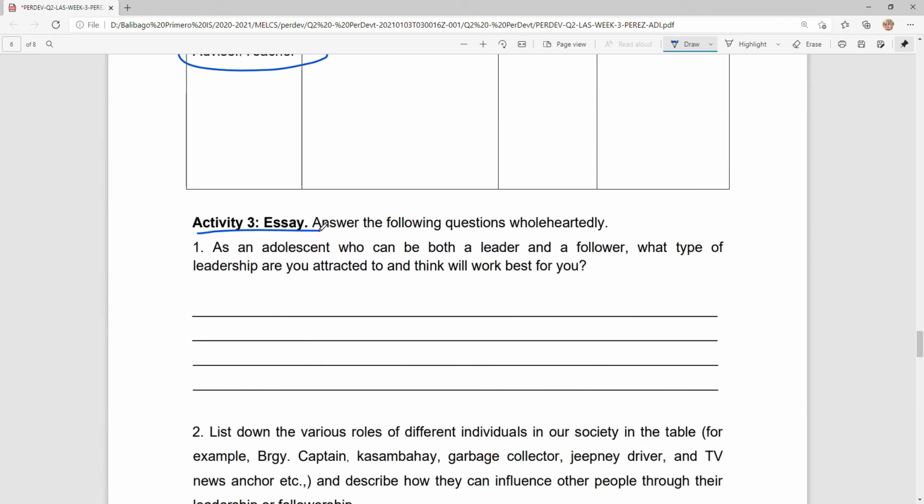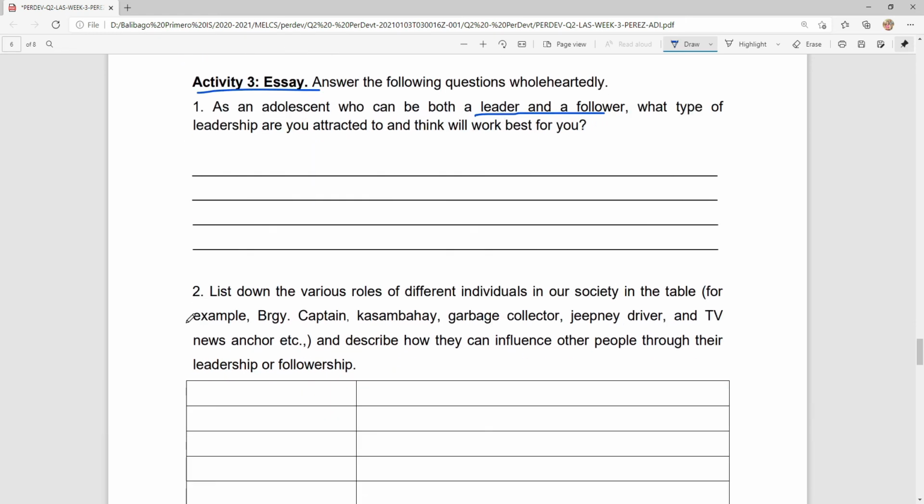Activity 3. So this is an essay. Answer the following questions wholeheartedly. Number 1. As an adolescent, who can be both a leader and a follower? What type of leadership are you attracted to and think will work best for you?